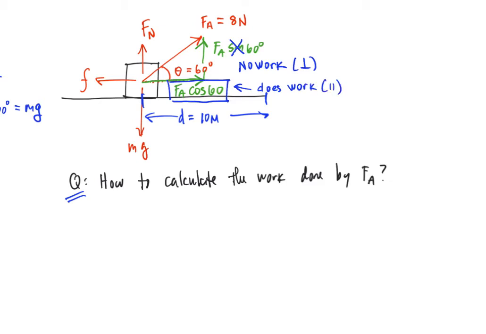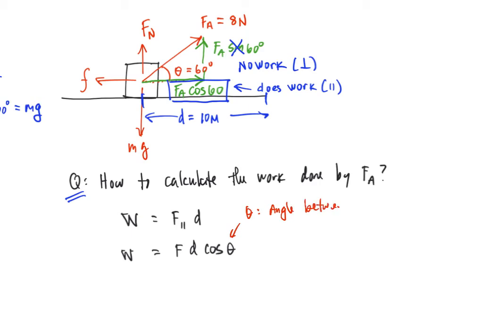So in other words, in my work calculation, as we noted before, it's F parallel times D. That means that the way I'm going to calculate work here is going to be F times D times the cosine of the angle theta between them. So here theta, the angle between F and D, is 60 degrees. So I'm going to just make a note of that.